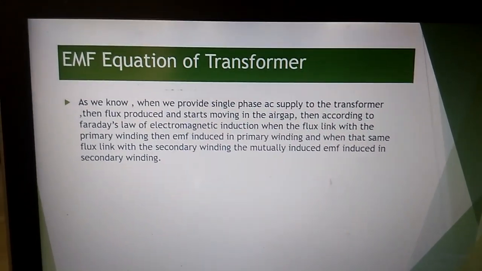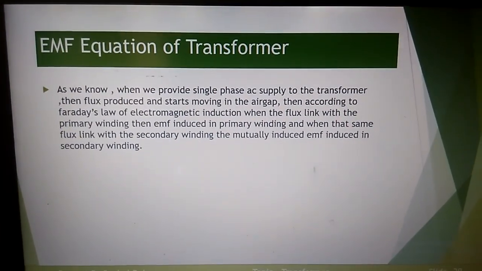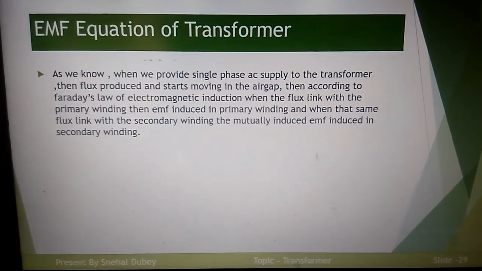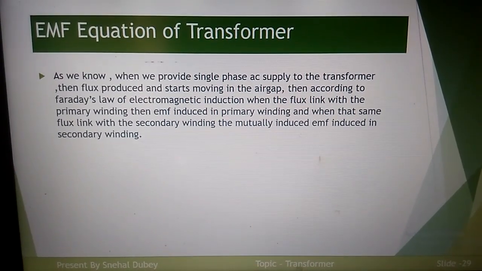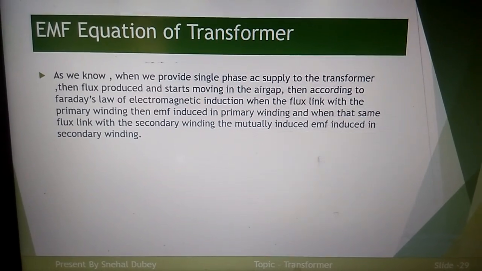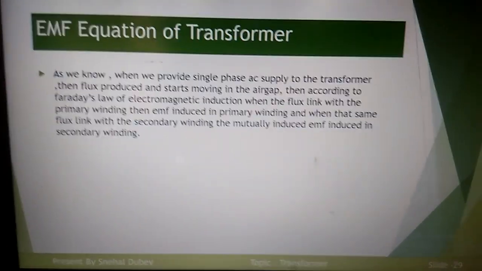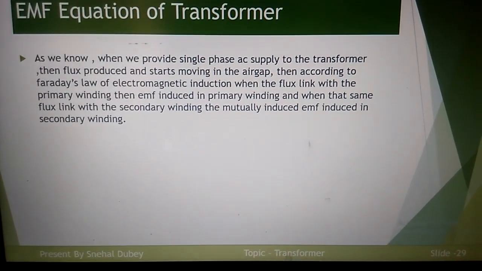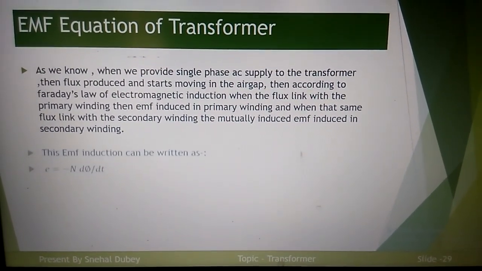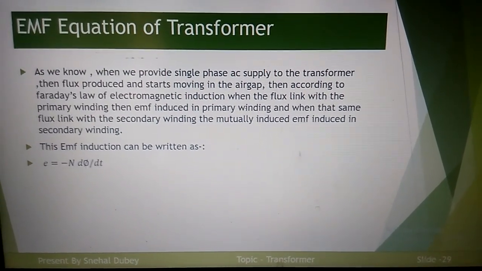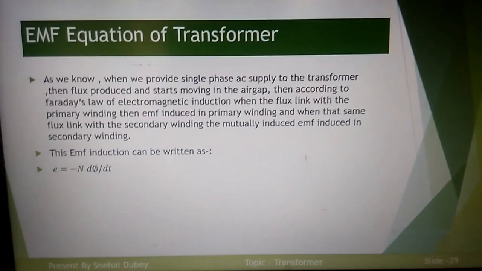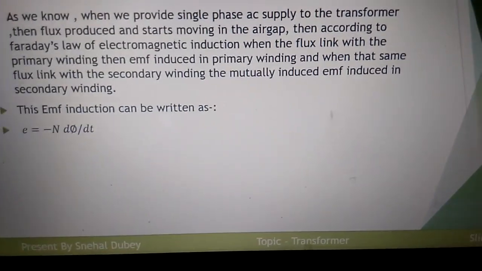As we know, when we provide single phase AC supply to the transformer, then flux is produced and starts moving in the air gap. Then according to Faraday's law of electromagnetic induction, when the flux links with the primary winding, EMF is induced in the primary winding, and when that same flux links with the secondary winding, a mutually induced EMF occurs in the secondary winding. These EMF equations can be written as E is equal to minus N d phi by dt.